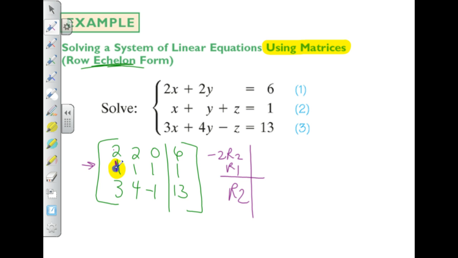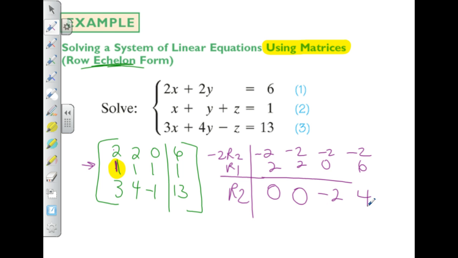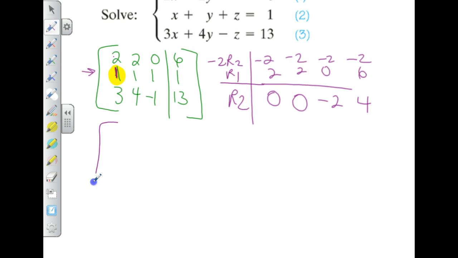Negative 2 times row 2 would be negative 2, negative 2, negative 2, negative 2. Row 1 is 2, 2, 0, 6. And so my new row 2 is going to be written as 0, 0, negative 2, and 4, which I haven't shown you, but there is a trick here. Remember, the only row that's going to change here is the row that we're trying to change. We were trying to get a 0 in that yellow slot, and we did. That zero is this zero right here, because that's coming from my new row 2. But the trick is, the only row that's changing is the row that you're changing.